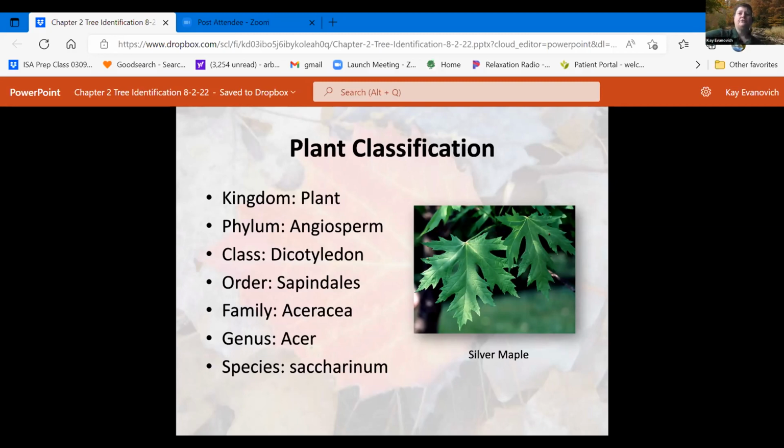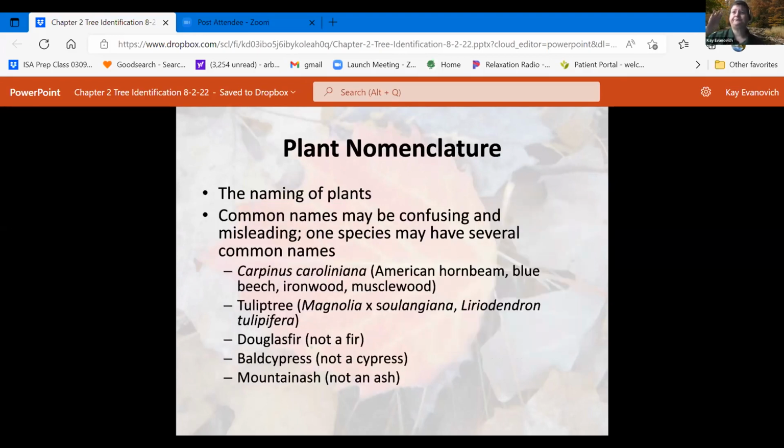And notice how they're written. Acer is capitalized. The species, saccharinum, is not. It's just written normally. And that's how it goes in plant classification.